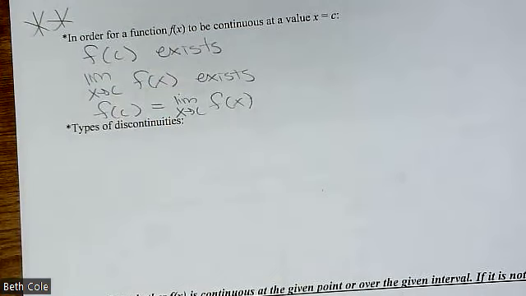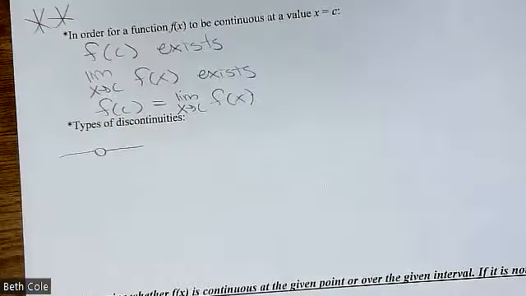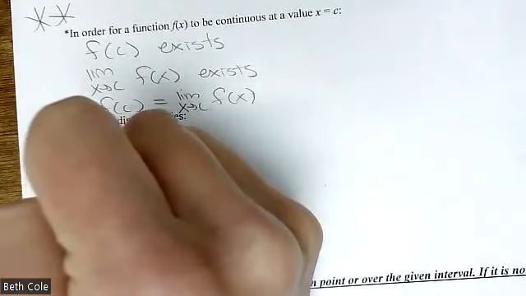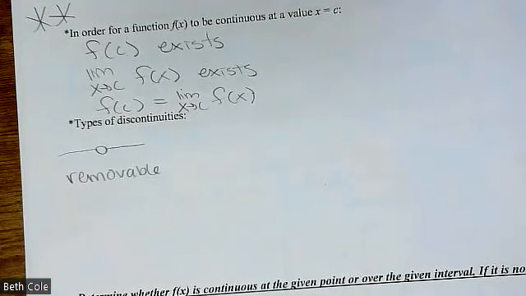How can you not have a point on your graph? A hole. Okay, so you could have a hole in the graph. And that is called removable, because you just removed the point. So that's the first rule getting broken. And there's another way you can do that.